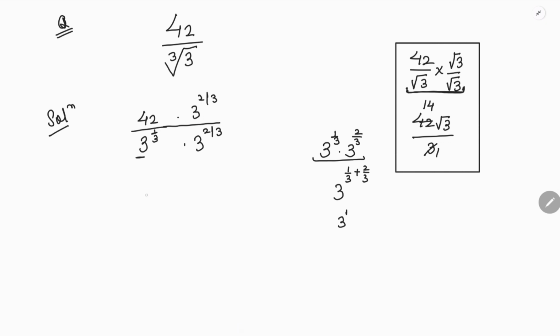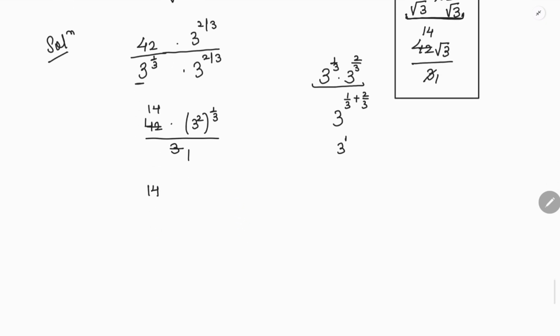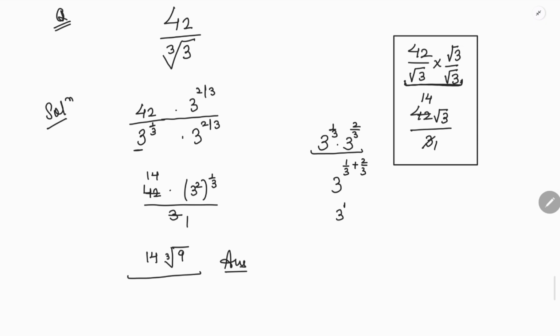Okay, so now I have 42, right? This is 3 raised to power 2 by 3. I can write it as 3 raised to power 2, raised to power 1 by 3, right? Okay, so then this will become 3. Now you cancel out and you get 14 here. So 14, and then you have 9, and then you have cube root of 9, because 9 raised to power 1 by 3. Why? 3 square was 9, right? So this is our answer, and this is how we solve these types of things.